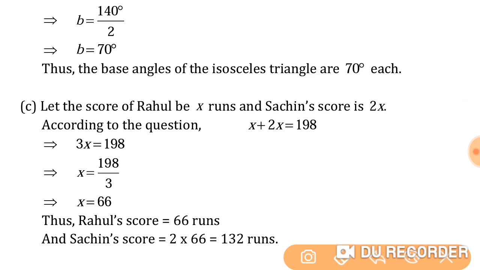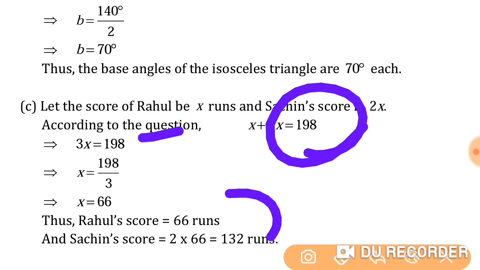Then X plus 2X becomes 3X. So 3X is equal to 198. So 3 becomes the denominator, 198 divided by 3 gives 66. So X is 66, which is Rahul's score. Then Sachin's score is double, so 2 into 66 is 132 runs. If you add these two, it comes to 198 only.